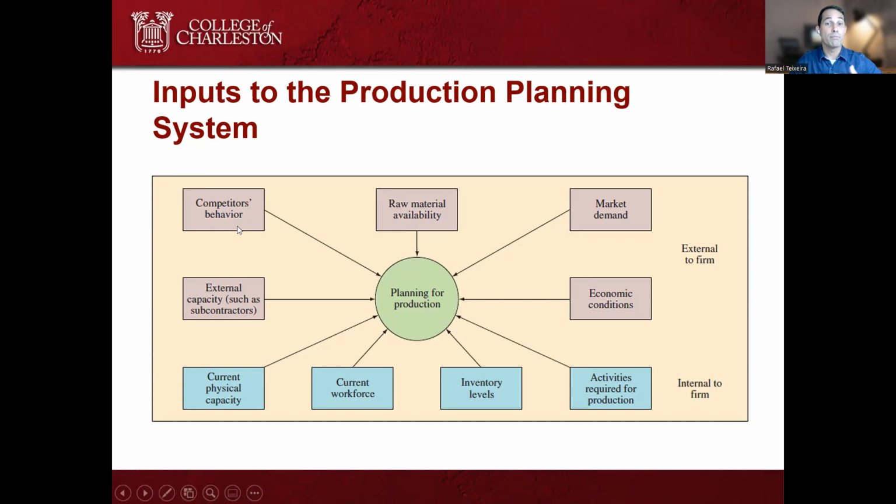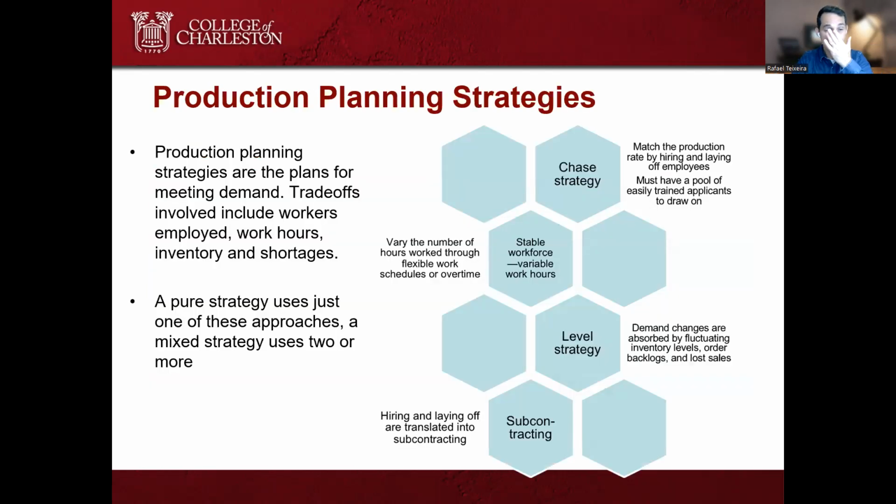Customer behavior, competitors' behavior. How are competitors doing? Are they being aggressive? Are they changing their models? Are they introducing new products? And also external capacity, such as, can we subcontract? Remember, we have a lack of many things, lack of products, maybe even lack of suppliers and subcontractors to help the production. So these are some of the inputs. There are even more inputs for this production planning system.